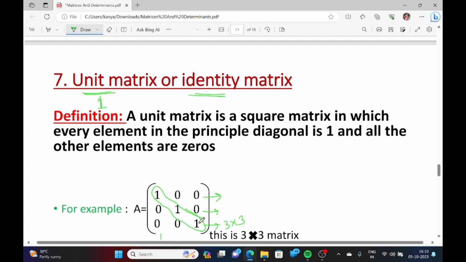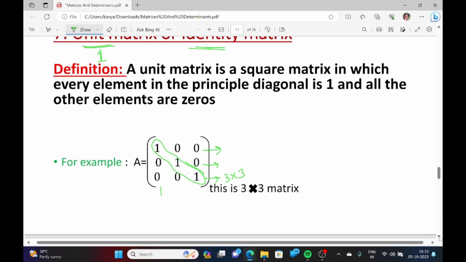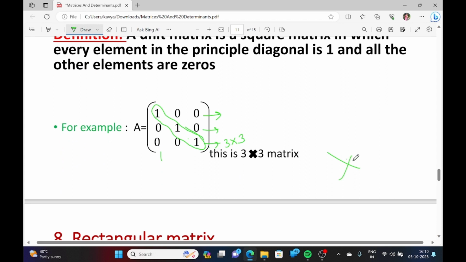Okay, have you all got it? First of all, it should be a square matrix in which the principal diagonal elements should be equal to 1 only. It should not be equal to 2 or 3 or 4 like that. It is always equal to 1 and all the other elements should be equal to 0. Okay, this is called a unit matrix or identity matrix, and this is very very important.